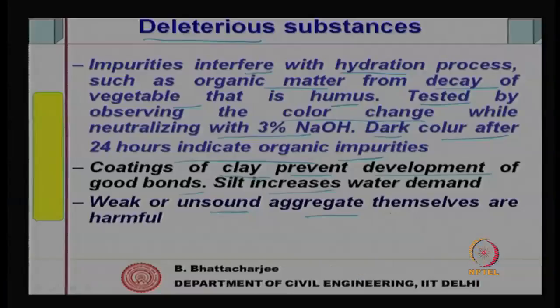Weak and unsound aggregates themselves are harmful. Weak aggregate means aggregate crushing value is very high, and you would not like them. Unsound aggregate means aggregate which itself will expand in volume and cause cracking of the concrete.